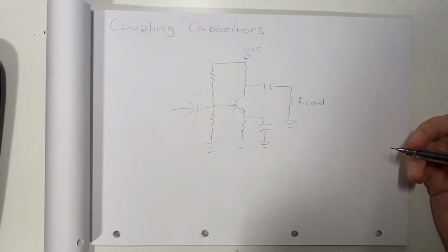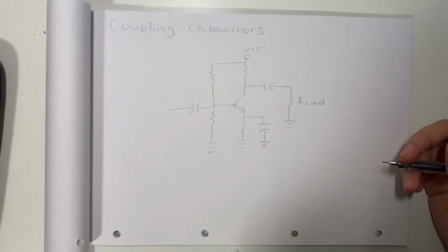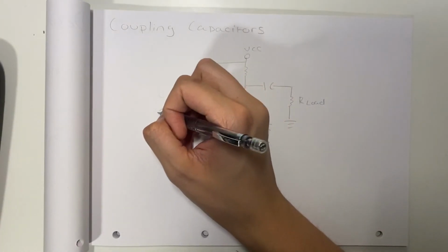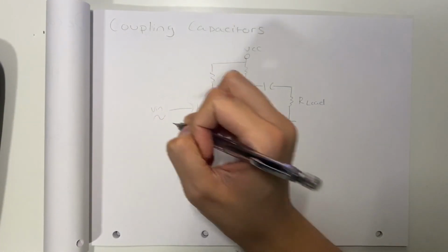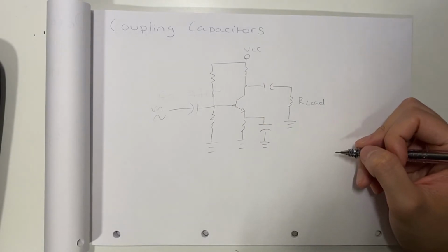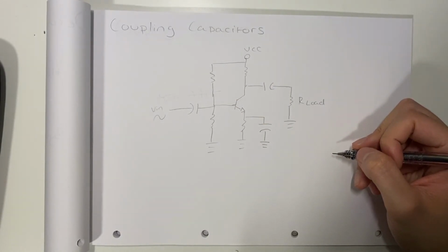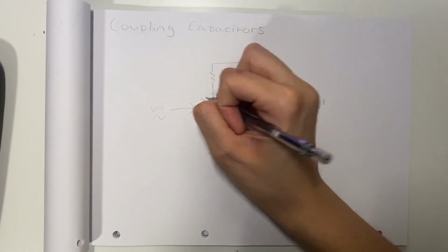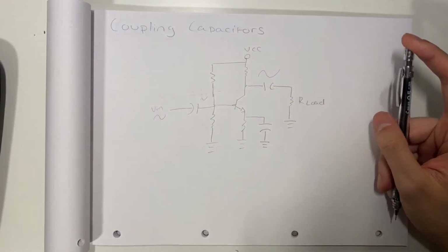So last but not least, we're going to be talking about coupling capacitors. And I've got a little circuit here, a common emitter amplifier, and this would be our V and our AC signal going through here. And we want to amplify this signal. And what you'd see here is this little circuit. Oh, come on, it's much larger.